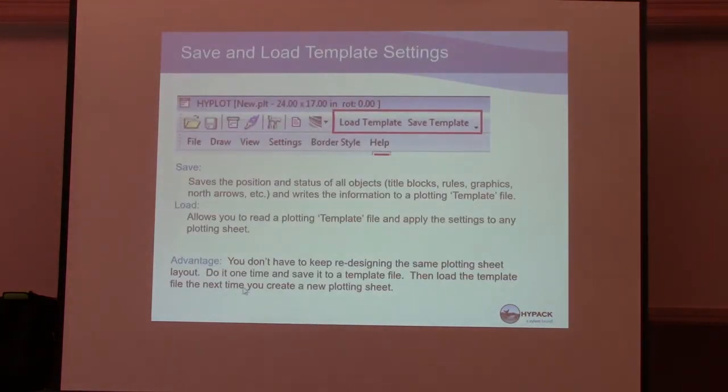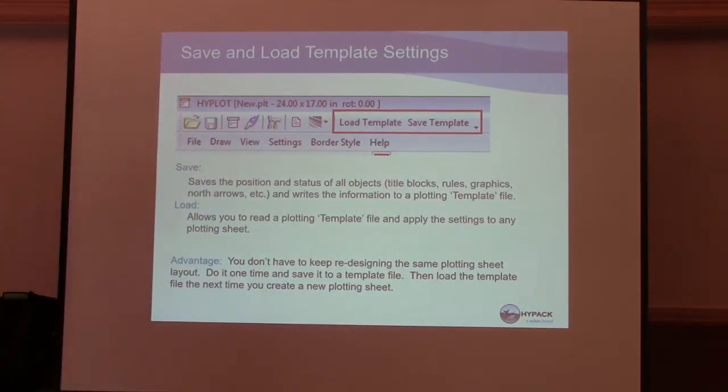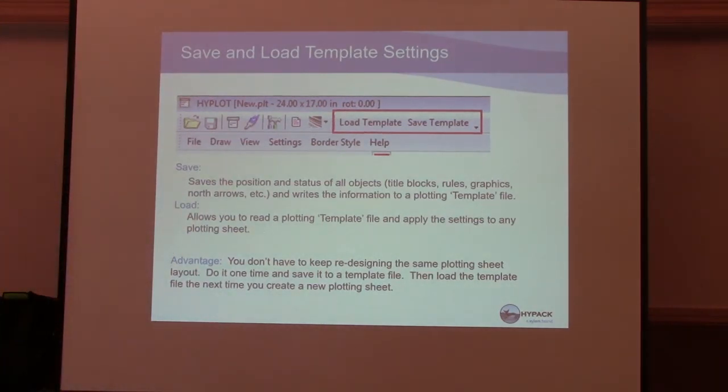All right, so we talked about all this stuff. Oh yeah, once you have all this set up the way you want, you have the option to save the template. It saves all those settings that we entered and modified in the control panel, and all the items that we have on the screen. So if you create a sheet size for one survey area, then for your next survey you can click on load template, load the same template, and it'll bring up all the same items. You might want to edit your title block for dates and so on, but other than that, it's going to bring it up the way you want it. Again, you don't have to keep redesigning the same plotting sheet.